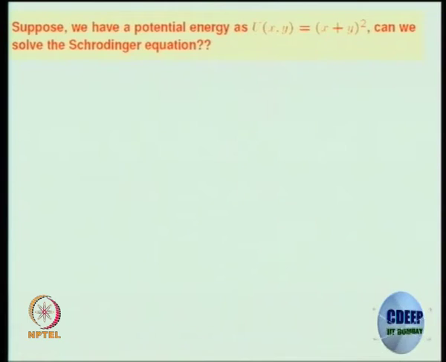So suppose I had given you a potential energy which is x plus y the whole square. You can take it to be motion in 2 dimensions. Can you solve the Schrodinger equation? How will you solve it? You can rotate your coordinate axes by 45 degrees such that there is a potential in one direction and zero potential in the other direction, and you can solve this. This is a trick of making a suitable coordinate choice.